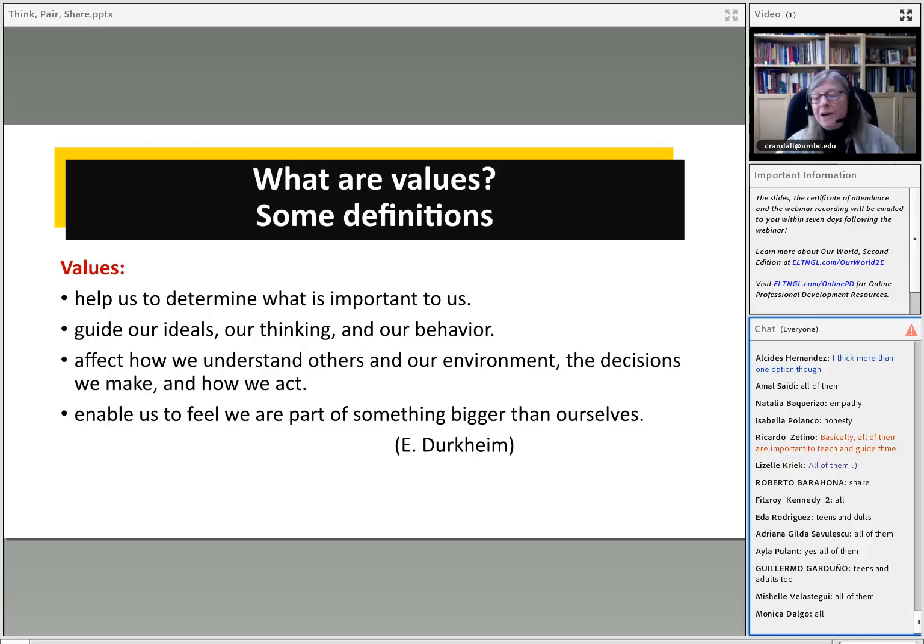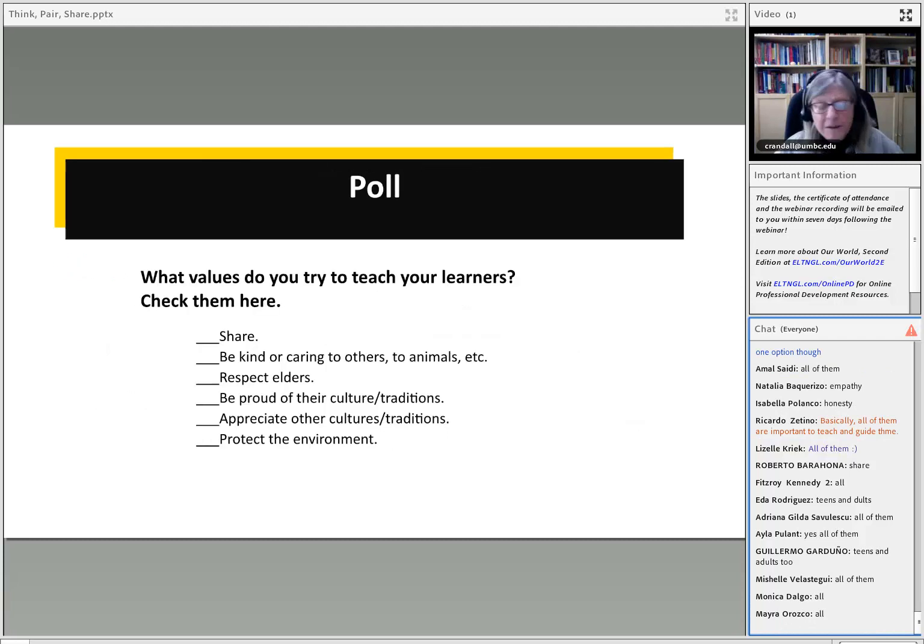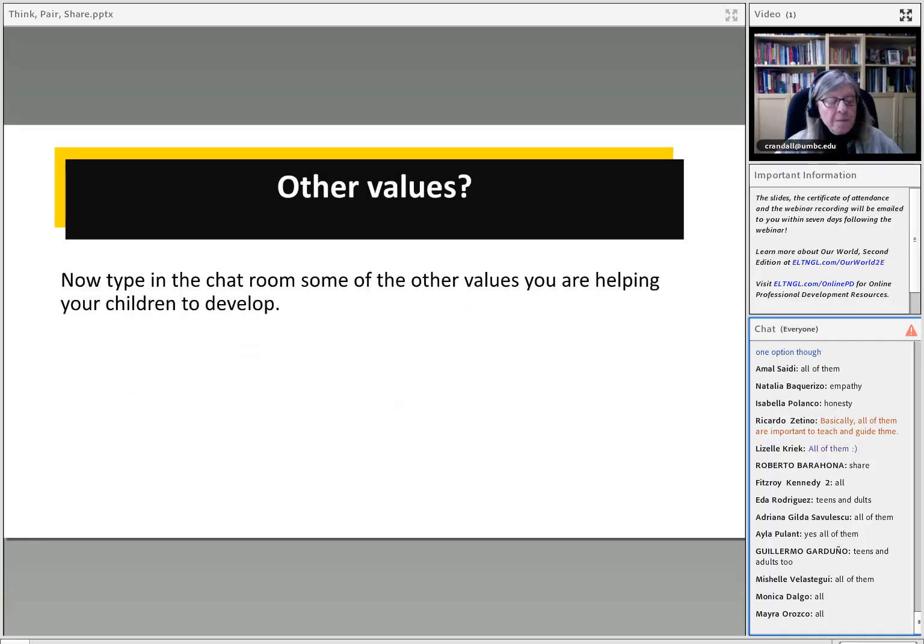So there probably are other values that you're currently teaching in your classroom. Put down some of those. We're going to go one more.